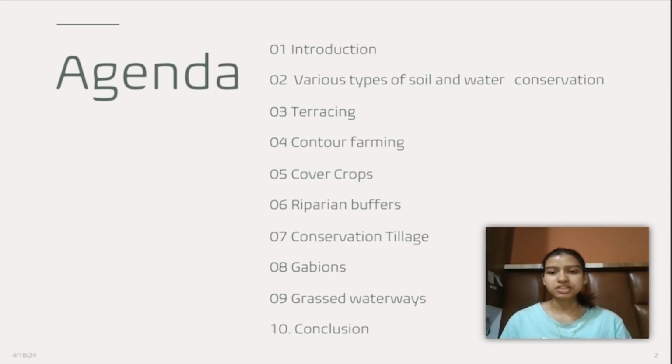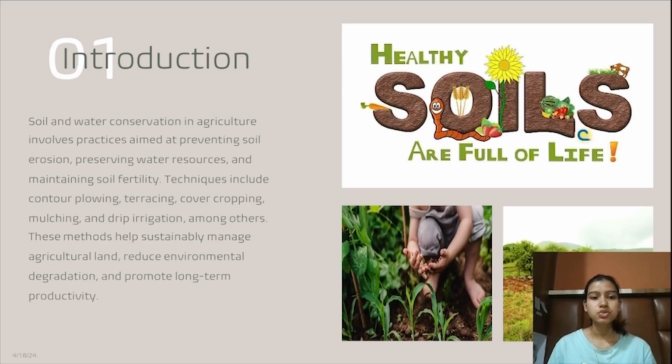So the first is the agenda. The agenda is basically whatever we are going to read or study in the slides. It includes the introduction and various types of soil and water conservation structures. Under that, we will be studying terracing, contour farming, cover crops, riparian buffers, conservation tillage, gabions, grassed waterways, and then concluding.